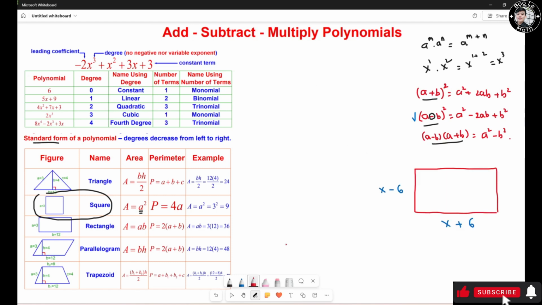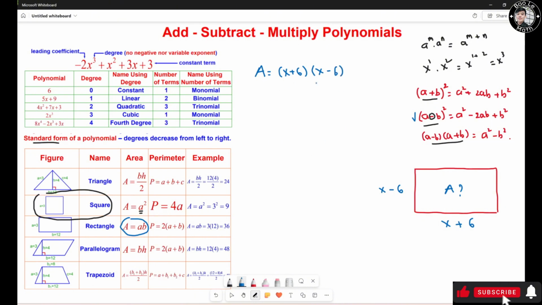Now, let's move on to the next example. For example, I have the rectangle right here. The width of the rectangle equals s minus 6. The length of the rectangle is going to be s plus 6. Now, I need to calculate the area of this rectangle. The area of the rectangle is going to be length times width. So the length equals s plus 6 and the width is going to be s minus 6.